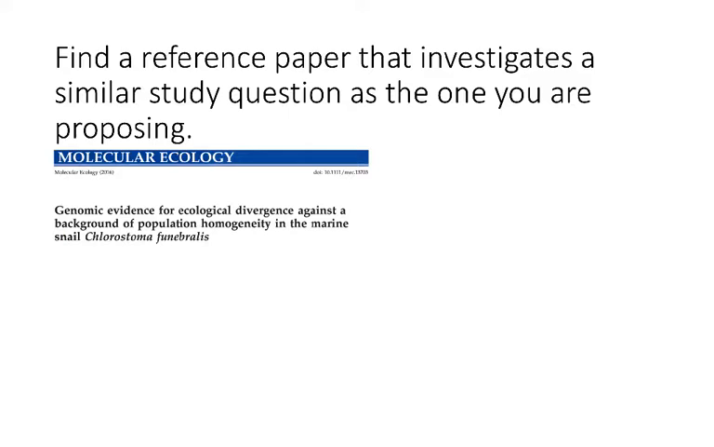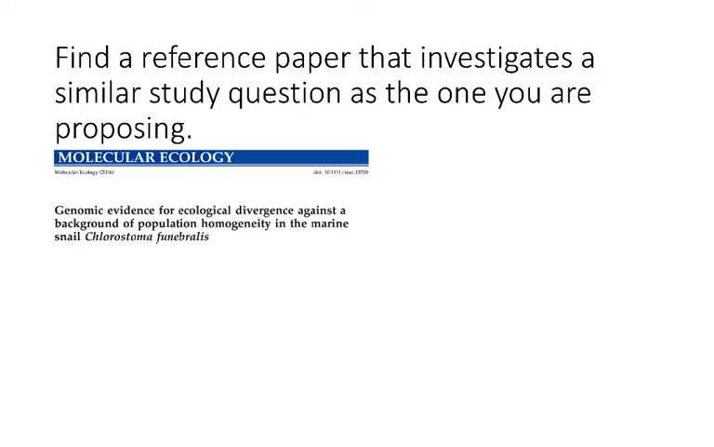So how do you do that? Some of this we've already done the legwork for. So what I suggest you do is find a reference paper or papers, plural, that investigates a similar study question as the one that you are proposing. And so this might be papers that you've already found because you've been doing a lot of research already related to your proposal. So you can start by looking at some of those same papers that you found for the intro or the background info, or papers you reviewed to see what type of approach to take if you're taking a similar approach as that type of paper.